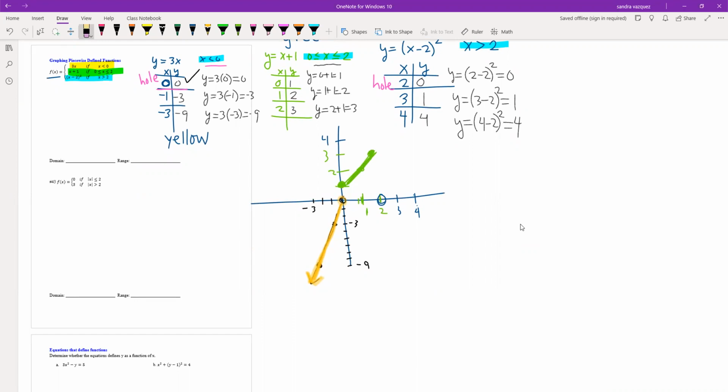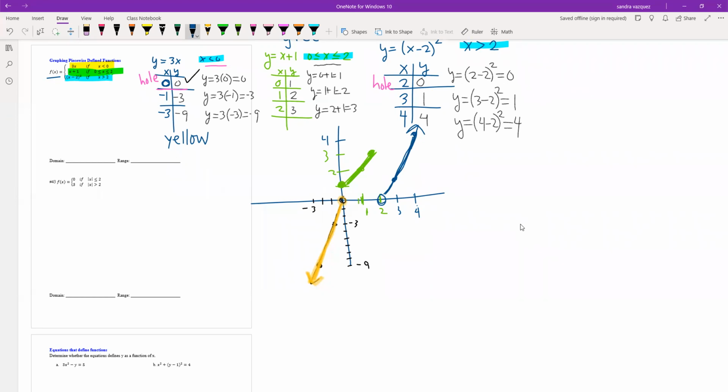We have 2 and 0, and then 3 and 1. 3 and 1. And then 4 and 4. Okay, so it seems like if it's like this, more like this. It's not really a line. And then for me, just to confirm it, I can select more values if I wanted to. Okay, this is it. This is your piecewise defined function.